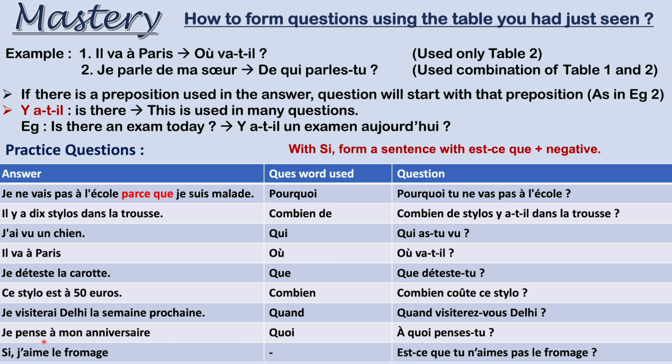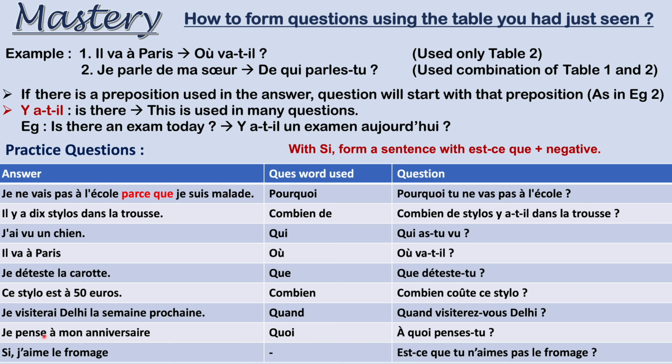Then, Je pense à mon anniversaire. I think of my birthday. Anniversaire is not anniversary, it's birthday. So, I think of my birthday. So, we'll be using what here. So, what do you think of?